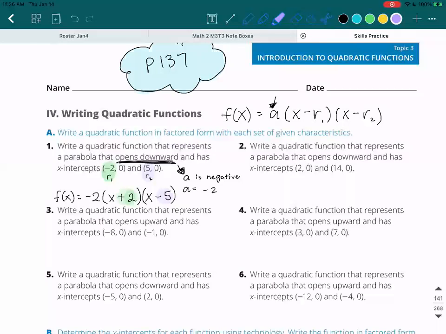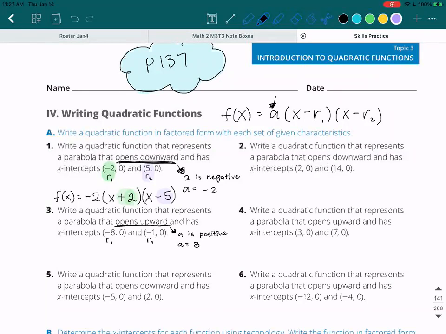Write a quadratic function that represents a parabola that opens upwards. Oops, I wanted to underline that. Opens upwards and has x-intercepts -8, 0, so that's our R1, and -1, 0, so that's our R2. Okay, if it opens upwards, I just need any positive number. So I'm going to write A is positive, and then you can shout it out or type whatever I hear or see first. What do you want our A to be? Any positive number. 8. What? 8. Okay, thank you. All right, so positive 8.